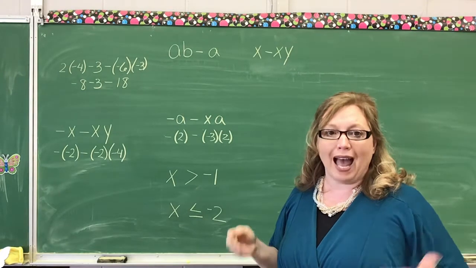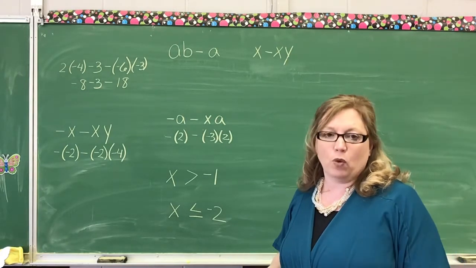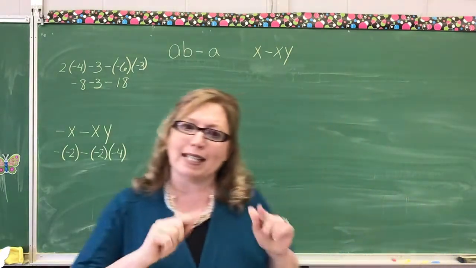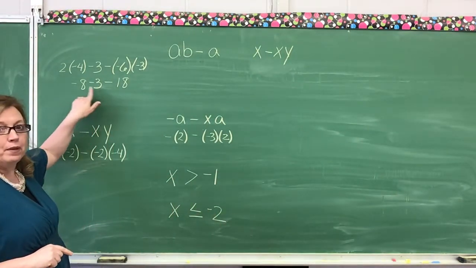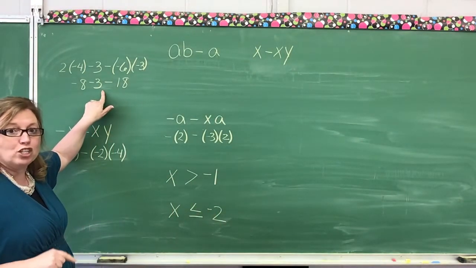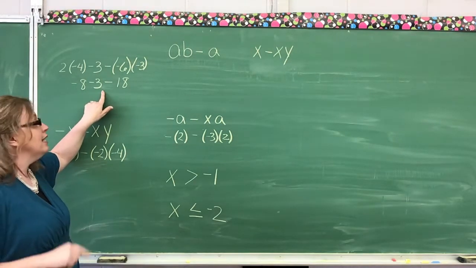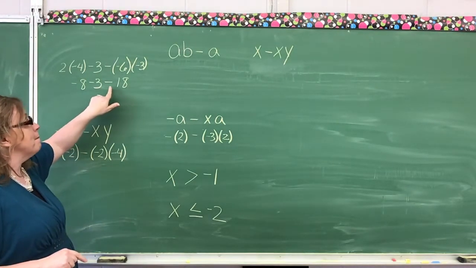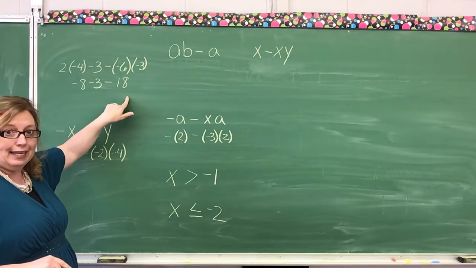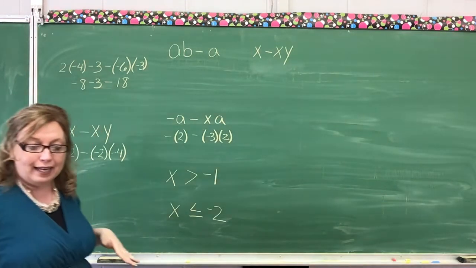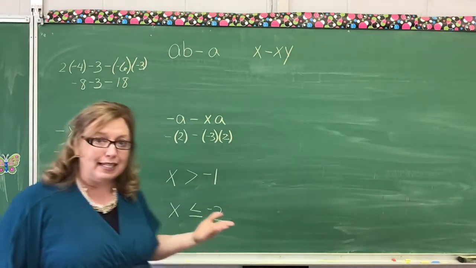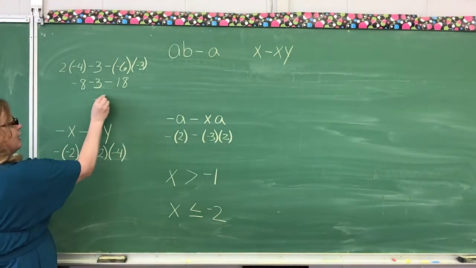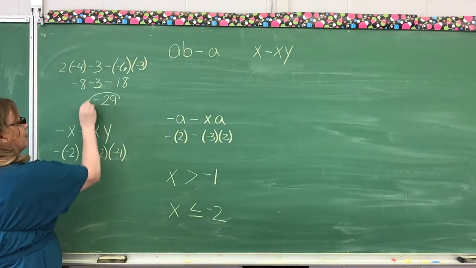Now I'm going to use algebraic addition. What does that mean? It means, remember, we said the sign goes with the number. So we have negative 8 plus negative 3, which is negative 11. Negative 11 minus 18, or plus the negative 18. So I have negative 11 plus negative 18, so my answer is negative 29.